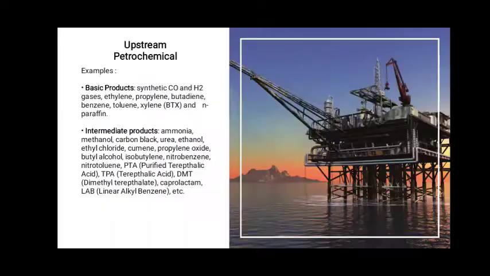And for upstream petrochemical, examples of basic products are synthesis gases of carbon monoxide and H2, ethylene, propylene, butadiene, benzene, toluene, xylene or BTX, and n-paraffin. And examples of intermediate products are ammonia, methanol, carbon black, urea, ethanol, ethyl chloride, and so on.